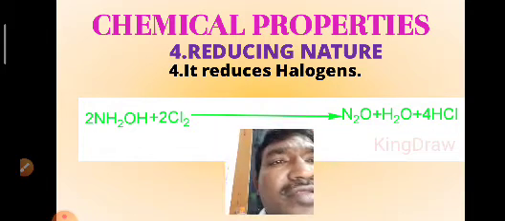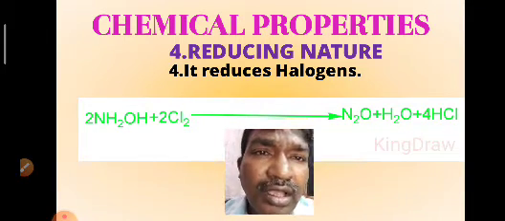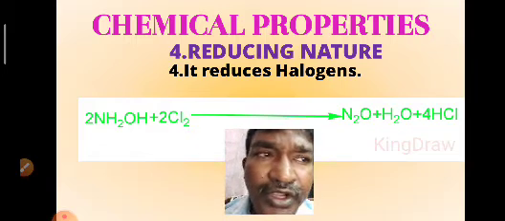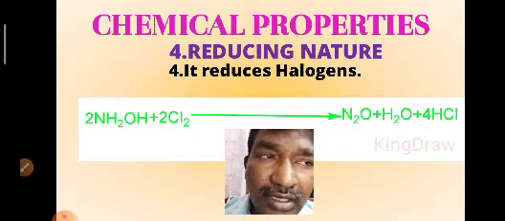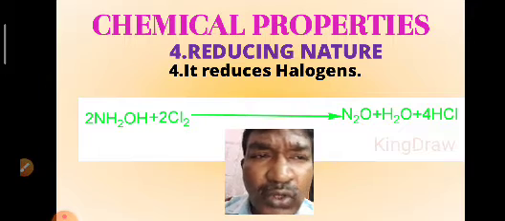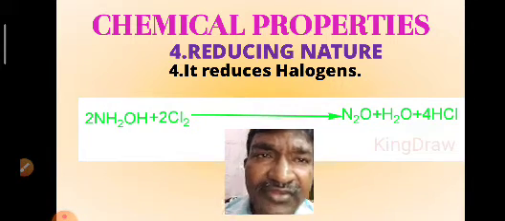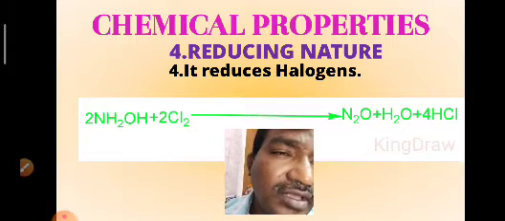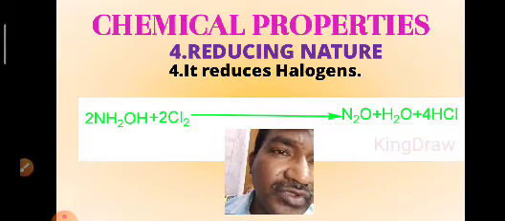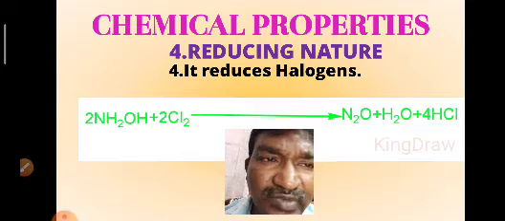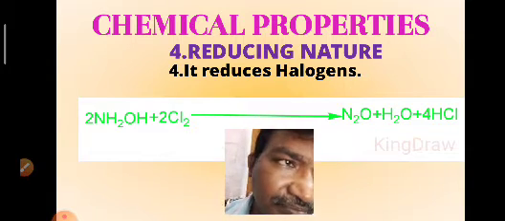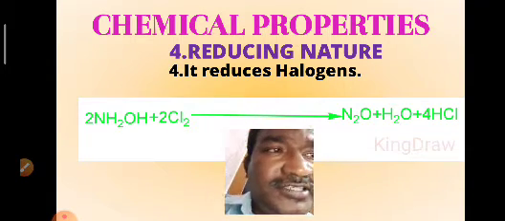And here hydroxylamine reduces chlorine to chlorides, and not only chlorine, it reduces halogens to halides. This is also a very simple reaction to balance. If we practice once, we can easily write them.